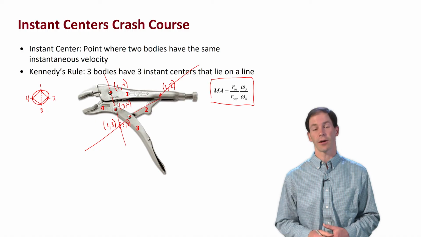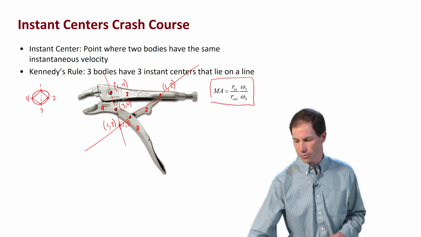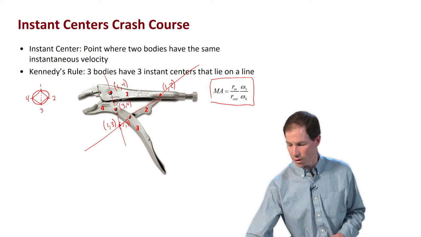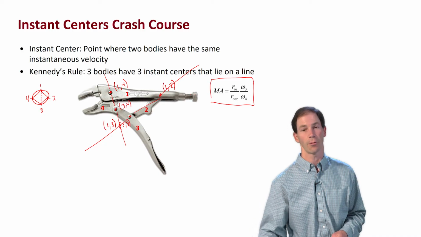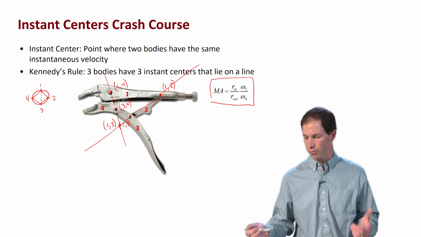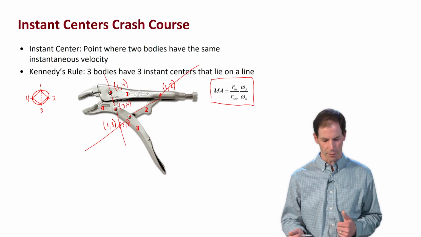So now that's how I can find instance center 1, 3. If I was interested, I could also do the same for 2, 4 and find that 2, 4 was along a line from 1, 2 and also 1, 4, so along the axis of the pliers, as well as 2, 3, and 3, 4. So if I wanted to find that one, I could do that one as well. It's going to turn out that I'm not going to need it.